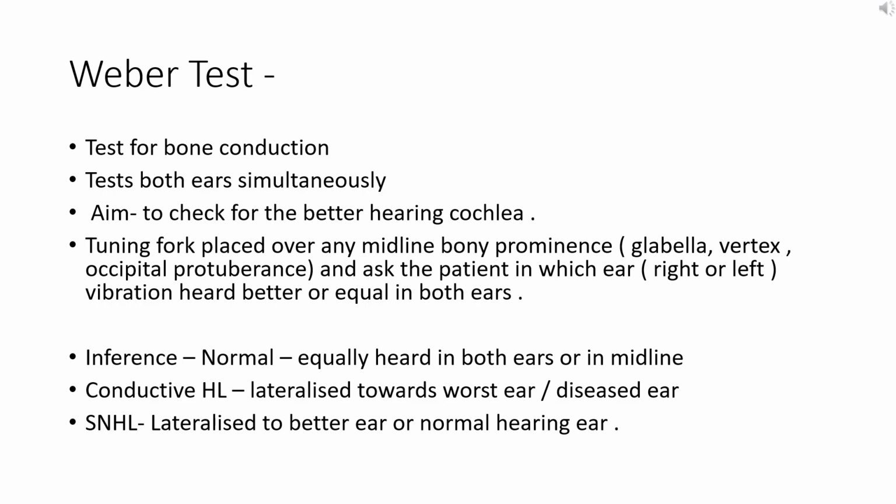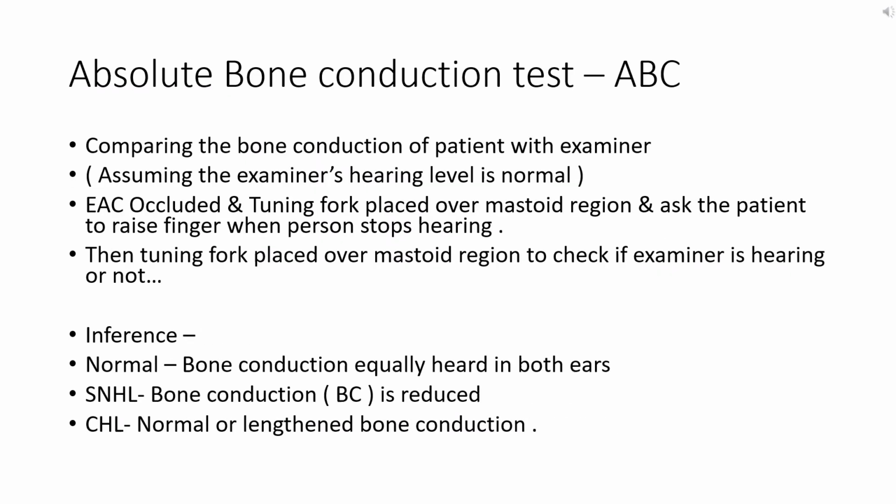Okay, so what is the inference of Weber's test? It will be called normal if the vibration is equally heard or felt in both ears, or if it is felt in the midline. It will be called conductive hearing loss if the Weber's test is lateralized towards the worse ear or the diseased ear, and it will be labeled as sensorineural hearing loss if vibrations are lateralized towards the better ear or normal hearing ear. That is the inference of Weber's test.